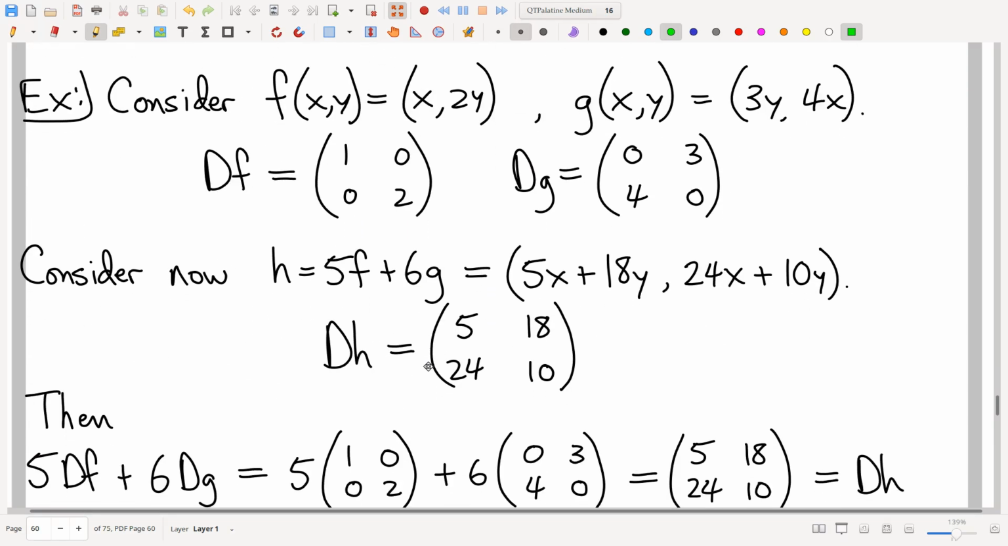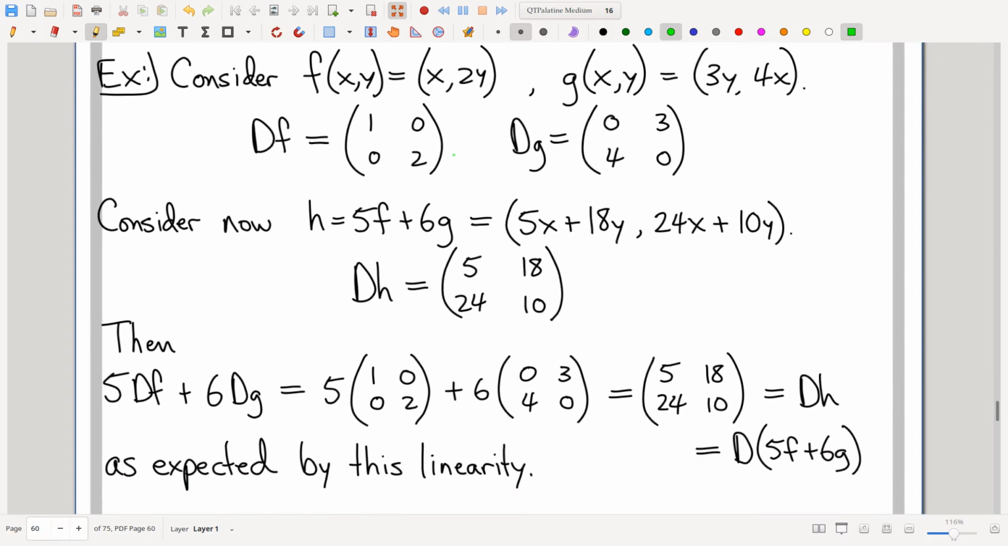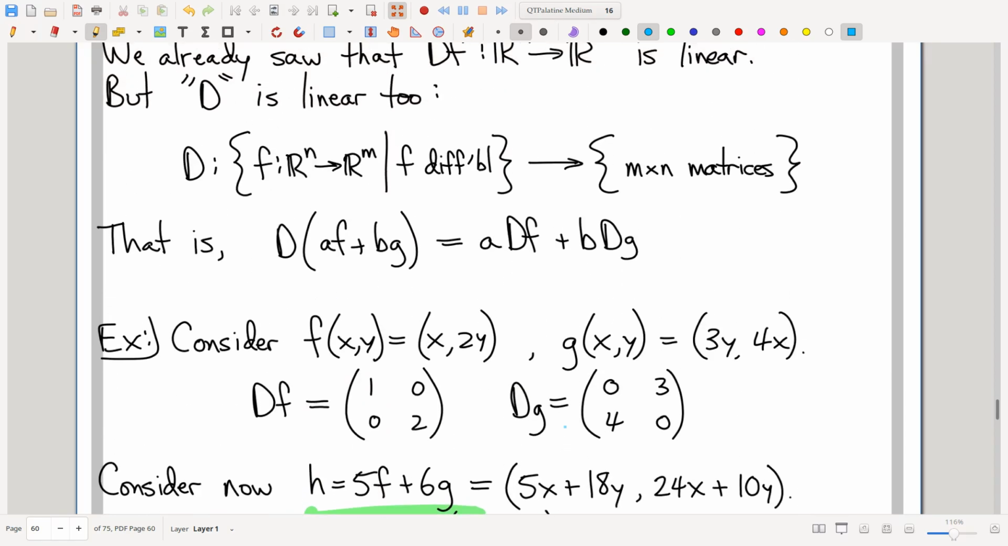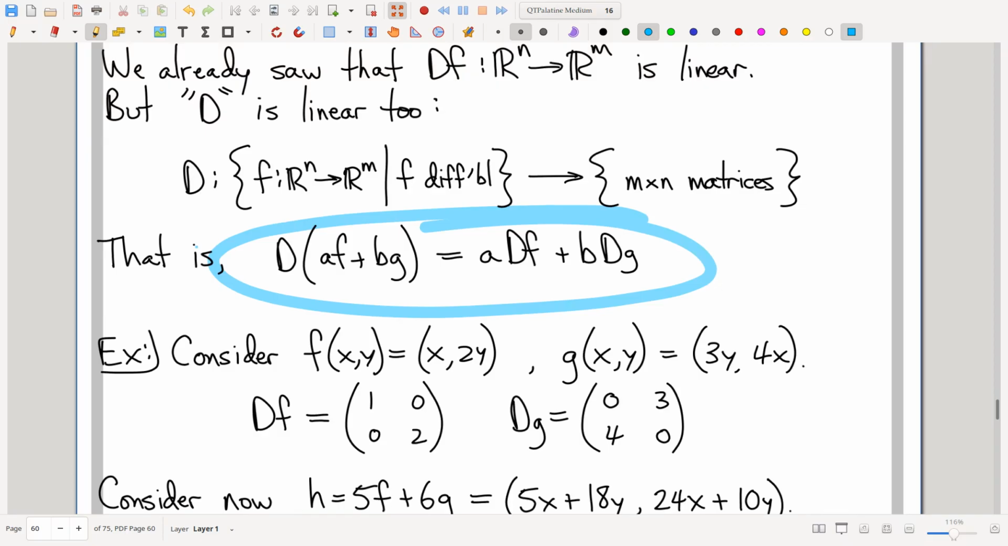Okay, and then there's an example. If you want to see exactly what this feels like, what it looks like, here I gave you a couple functions, and you can, on the one hand, take a linear combination of the functions. You can, on the other hand, take the same linear combination of their derivatives, and you're going to get the same thing either way. So make sure to read through these details. This is just an explicit fleshing out of exactly what this says right here.